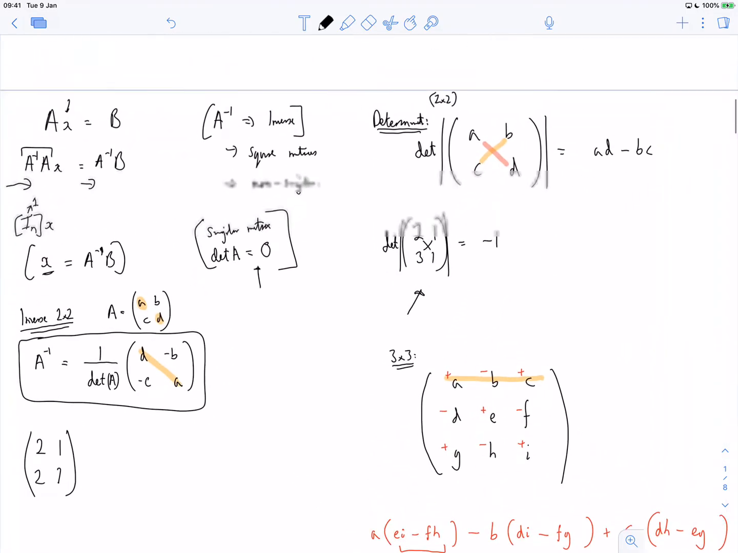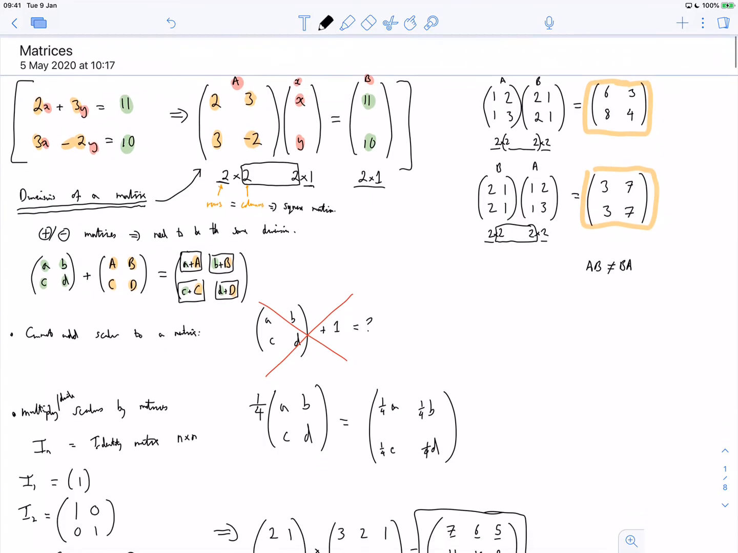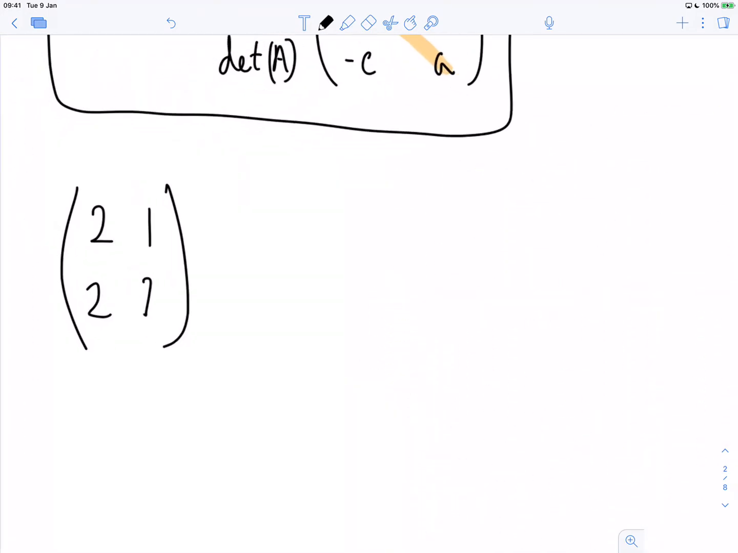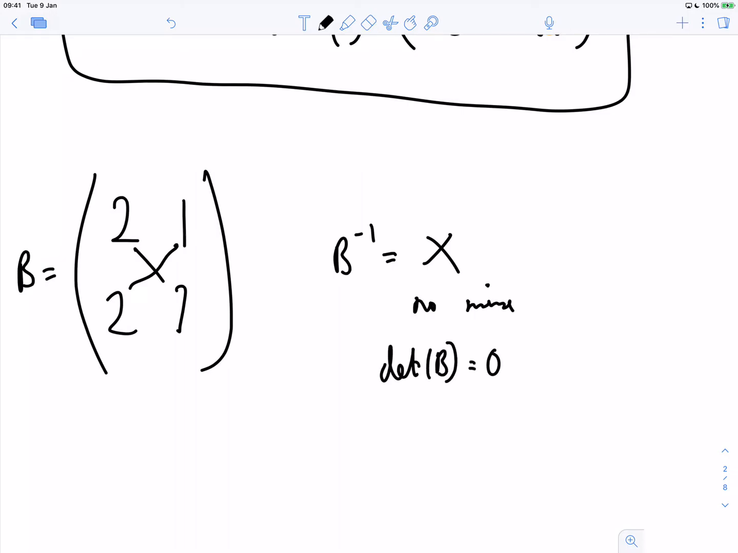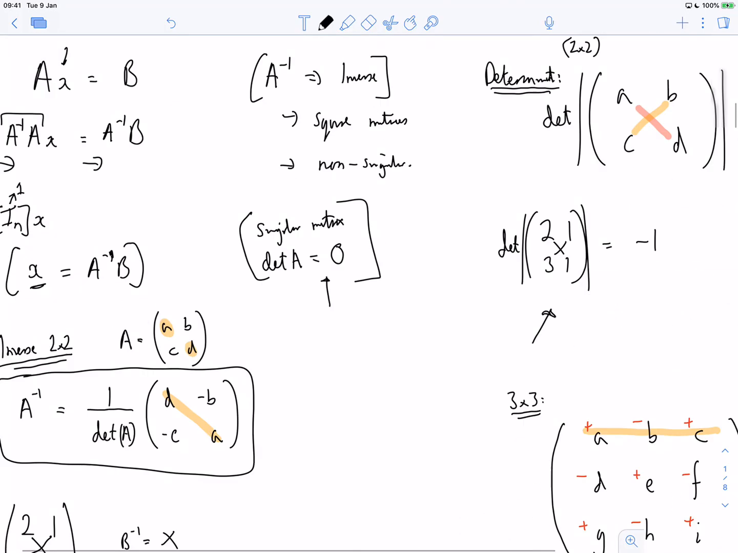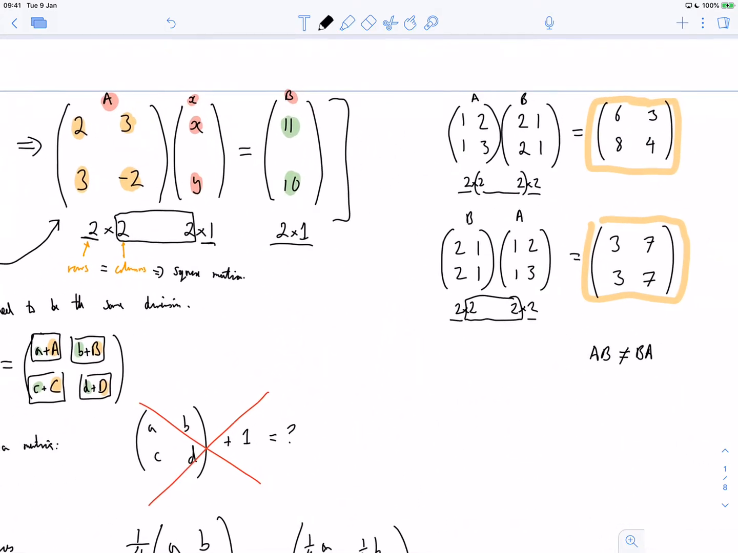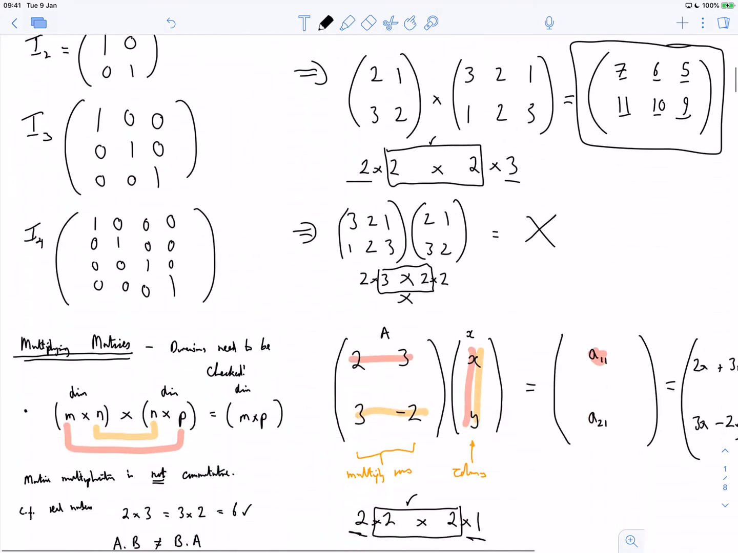Was that one of the ones I had? Yeah, 2, 1, 2, 1. Okay, first of all, if this is matrix B, is there even an inverse? Well, 2 times 1 minus 2, 1 times 2 is just a 0. So no, there is no inverse, because the determinant of B is 0. It's a singular matrix.